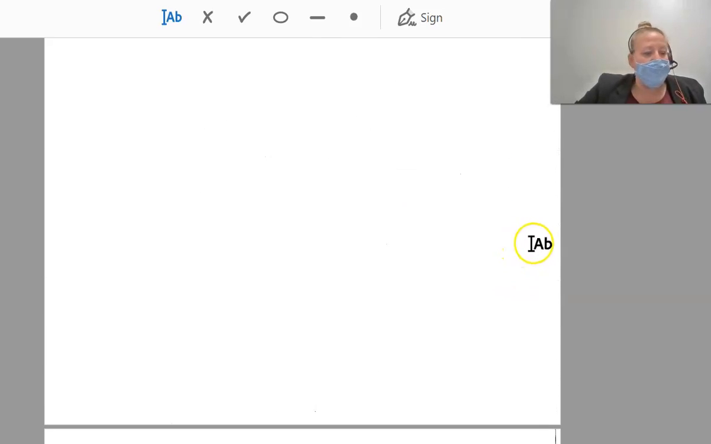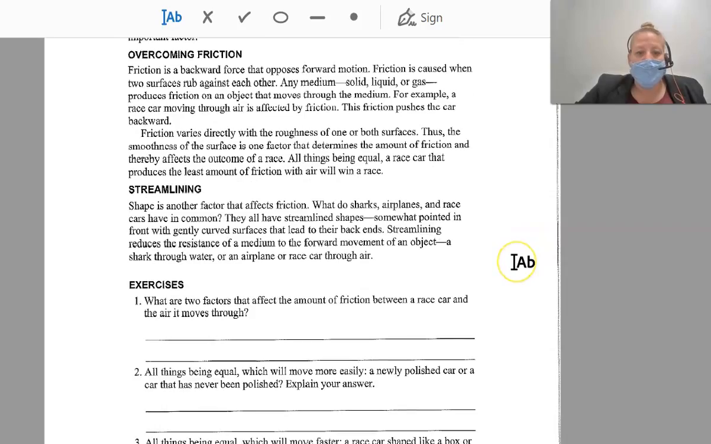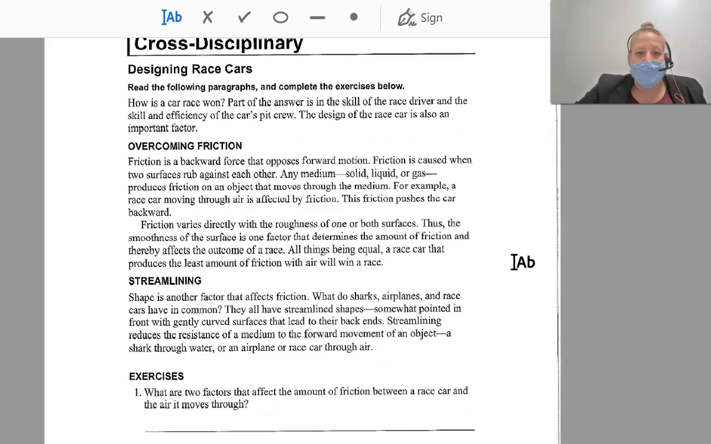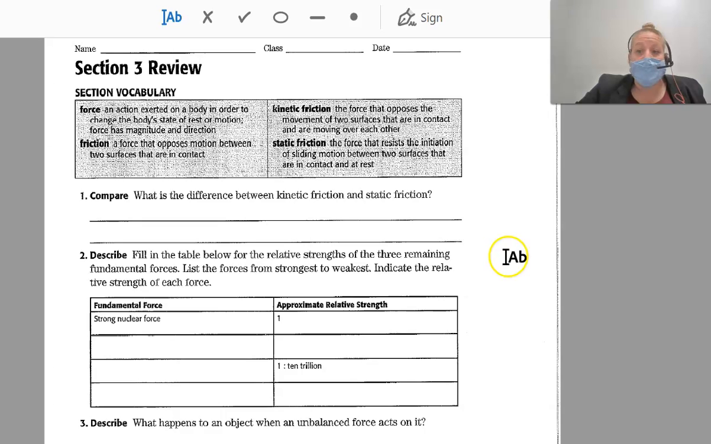Okay, that is the end of our section today. Part of your homework is to finish designing the race cars, as well as your section review.